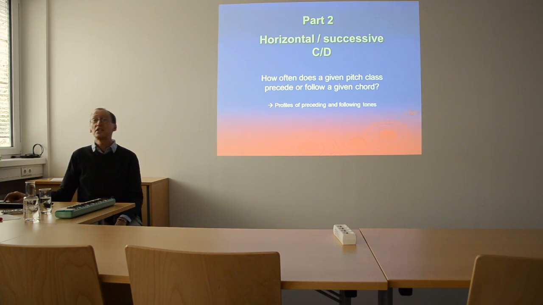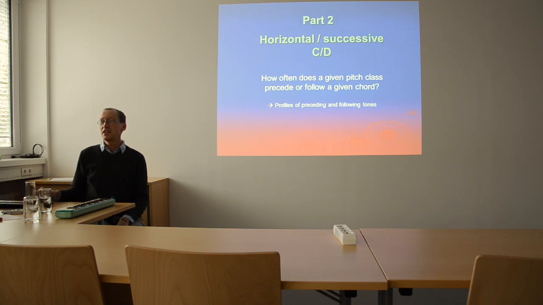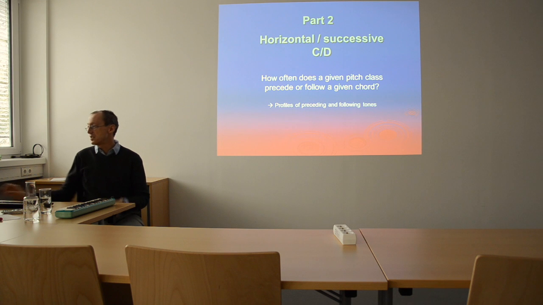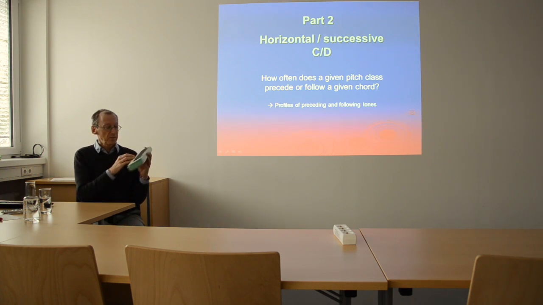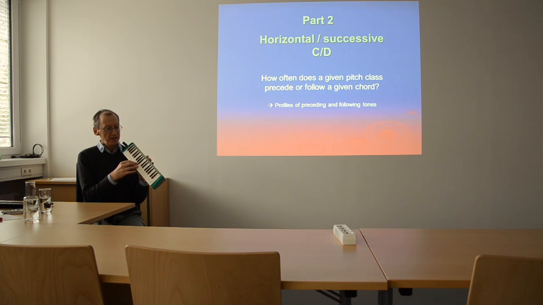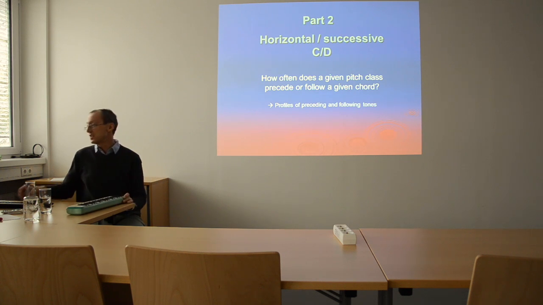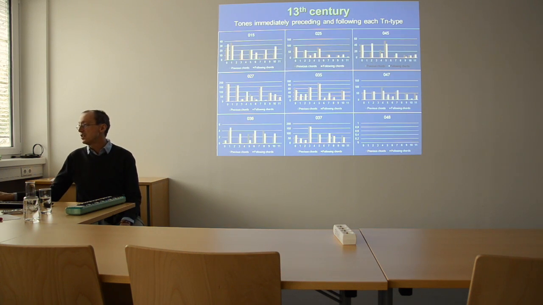Part two, horizontal consonance and dissonance. How does one chord go with another chord after it? And we're going to answer this question by asking, how often does a given pitch class or tone precede or follow a given chord? So if I just play this chord, I can ask the question, how often is the next tone this one? Right? And how often is the next tone this one? And you can easily do this looking at the database. So this is what happens.